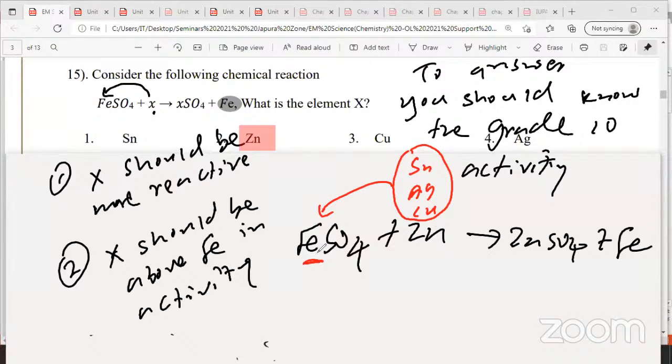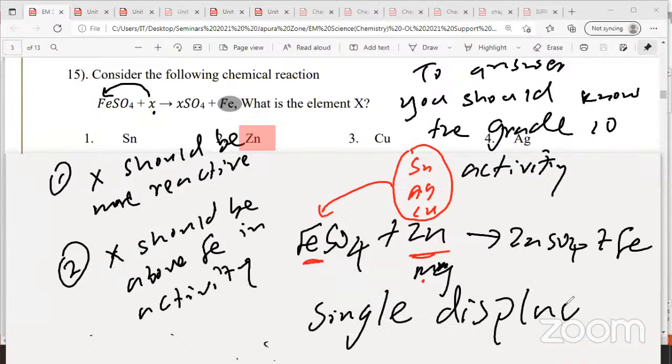If zinc comes, iron has to say, you are much more powerful than me, so I will leave, you can combine with sulfate, I am leaving alone because you are more powerful. If you add magnesium, yes, then iron has to say, magnesium, you are above me, therefore I will leave, you go with sulfate. What is this reaction called? Single displacement reaction. In grade 10 chemistry, these types of reactions are known as single displacement. That means one element or metal in a compound gets displaced by another metal or element. Iron gets displaced by zinc. This is called a single displacement reaction.